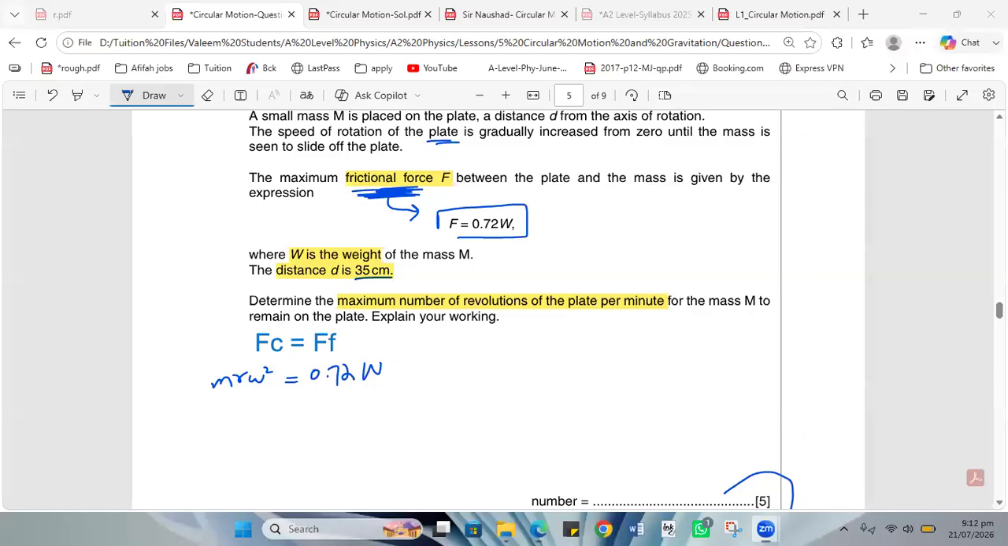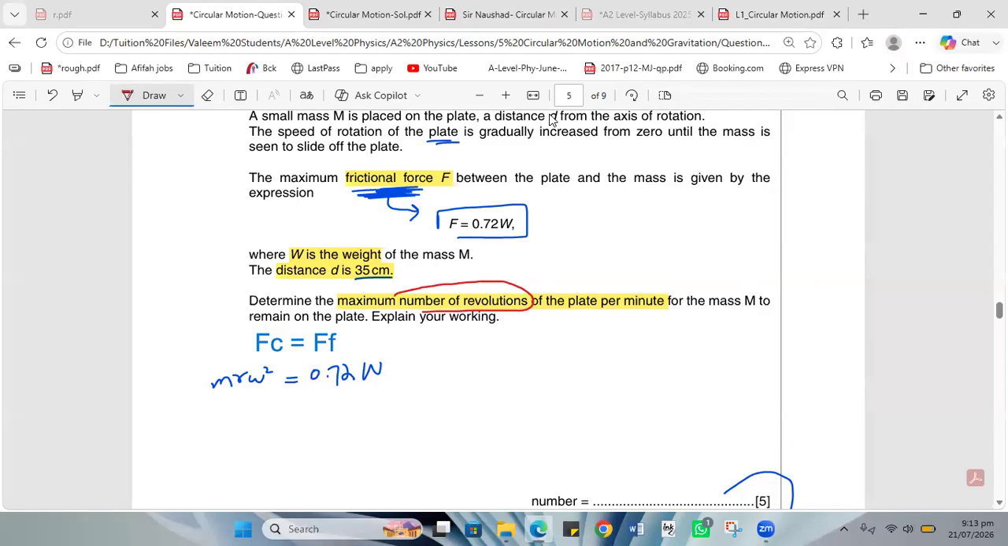Well, in that case, we also don't have omega. But you were right. We are supposed to use this formula. This is the formula that will help us. Okay, why? See, what is our end goal? What are we finding? Number of revolutions per minute.